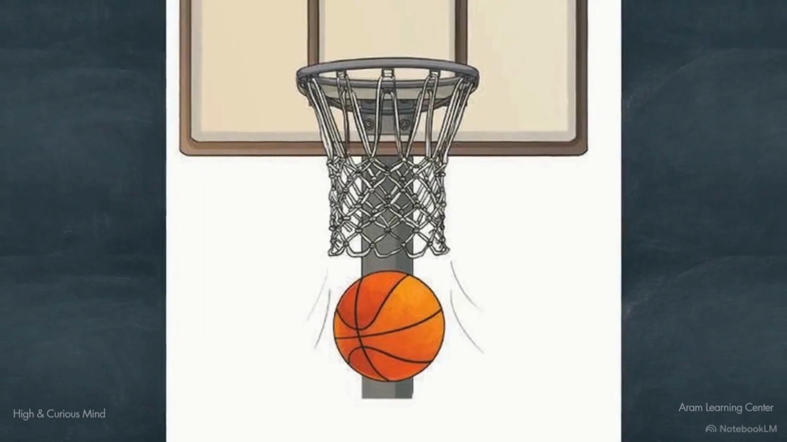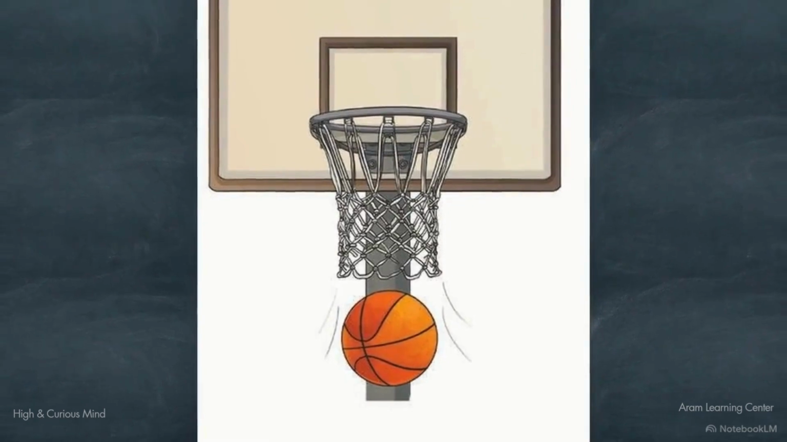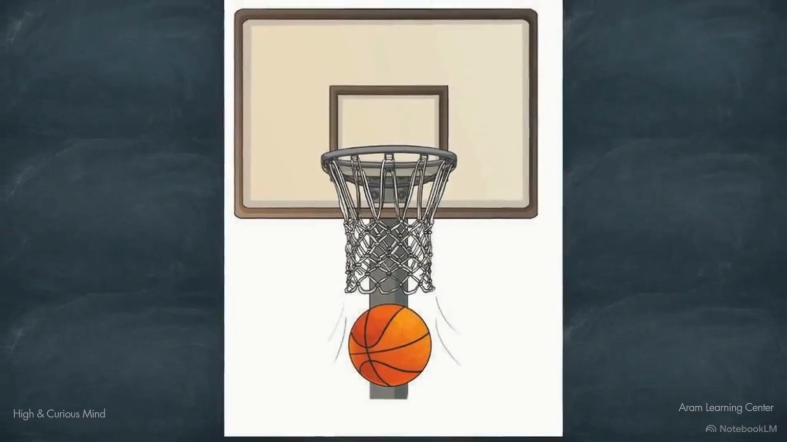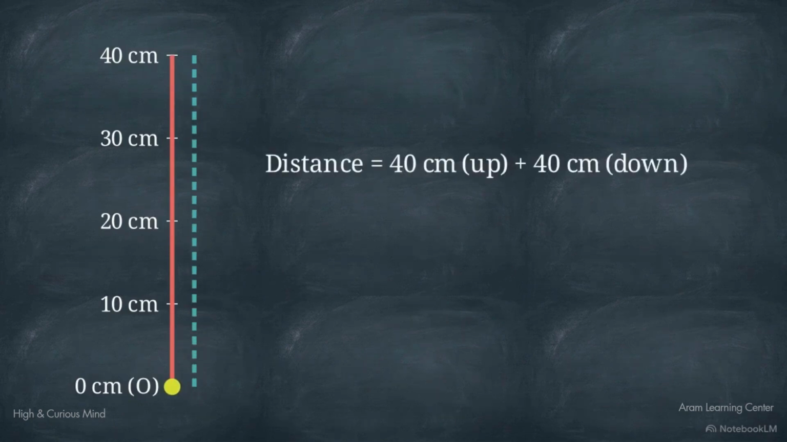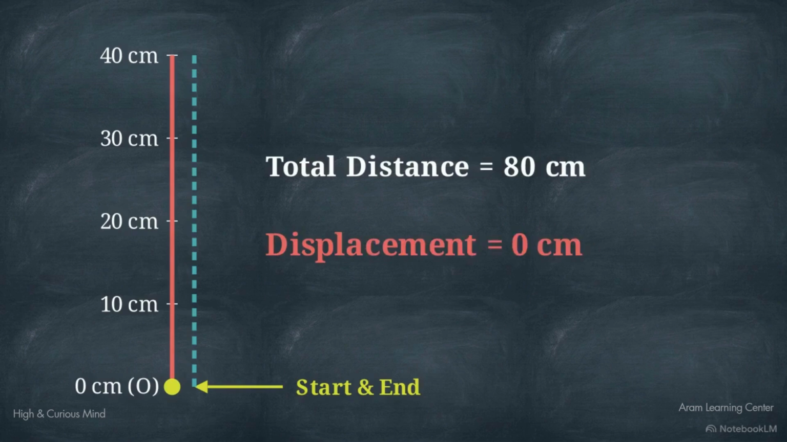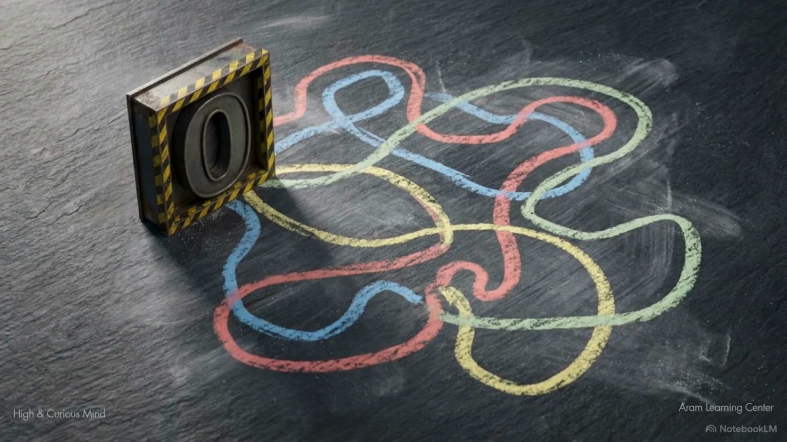motion. Consider a ball thrown straight up that falls through the hoop and returns to the player's hand. If the ball reaches a height of 40 centimeters before falling back, what is the total distance and displacement? The ball traveled 40 centimeters up and 40 centimeters down, covering a total distance of 80 centimeters. But because it returned to the exact height where it started, the net change in position, the displacement, is 0. This result shows how distance and displacement can diverge. Even after traveling a significant path, if the final position matches the initial position, the displacement is mathematically 0.